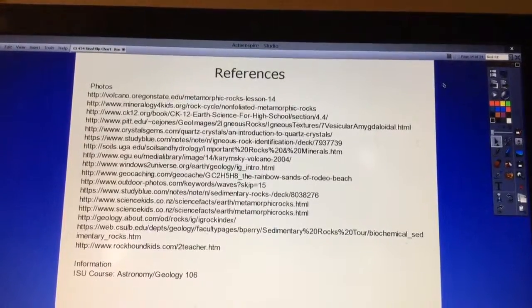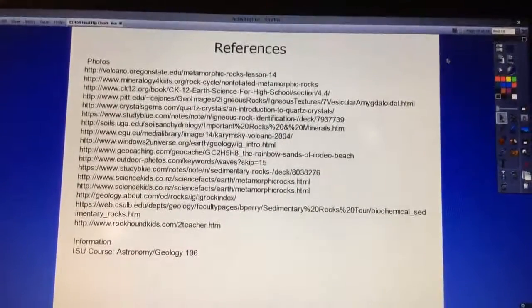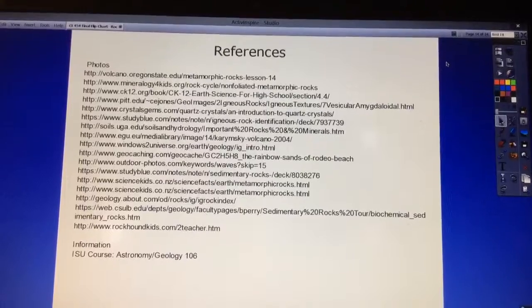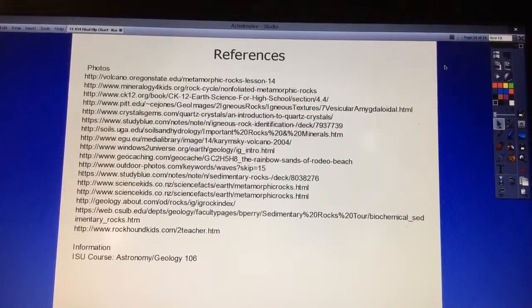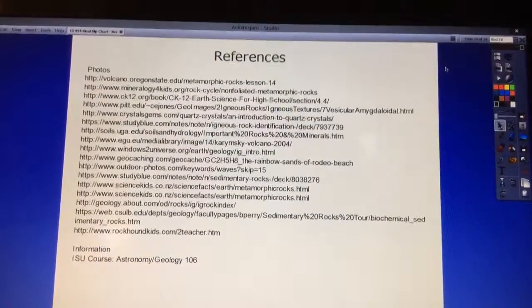And then I have my references. I hope you enjoyed this mini lesson on rocks and enjoyed the different design decisions for the flip chart. Thank you.